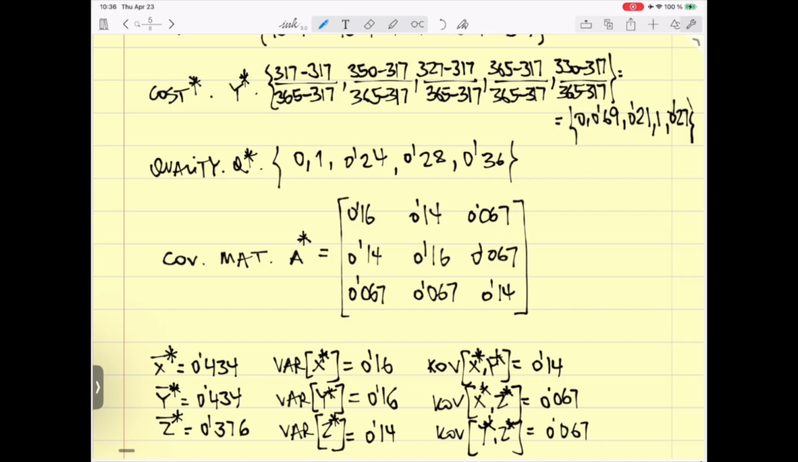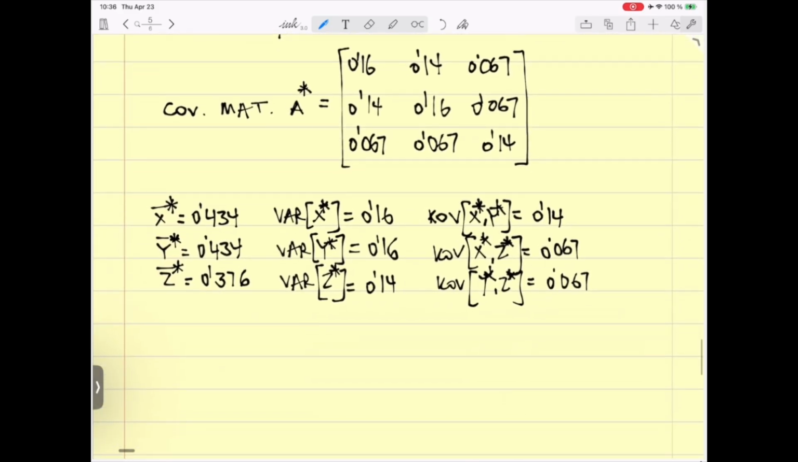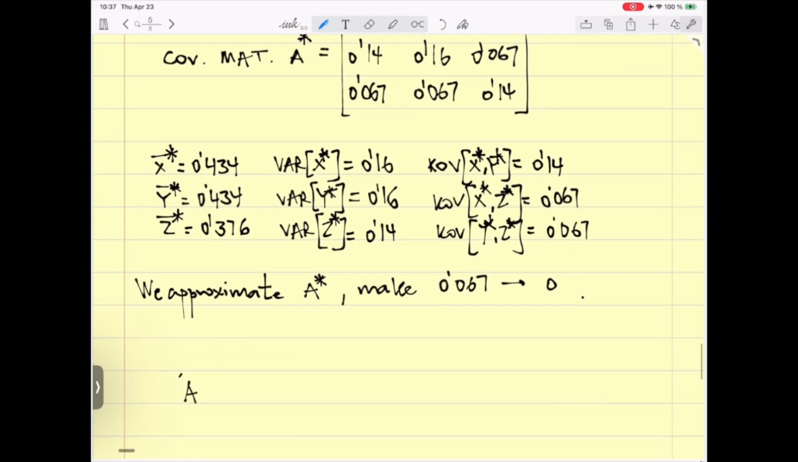Okay. So to calculate the eigenvectors and eigenvalues of this exactly is a little bit too tricky. So that's why we approximate A star and make 0.067 to 0. So the approximation of A star is A hat, and this is this equation, which is not an exact result, but it is very close and it's much easier to calculate.